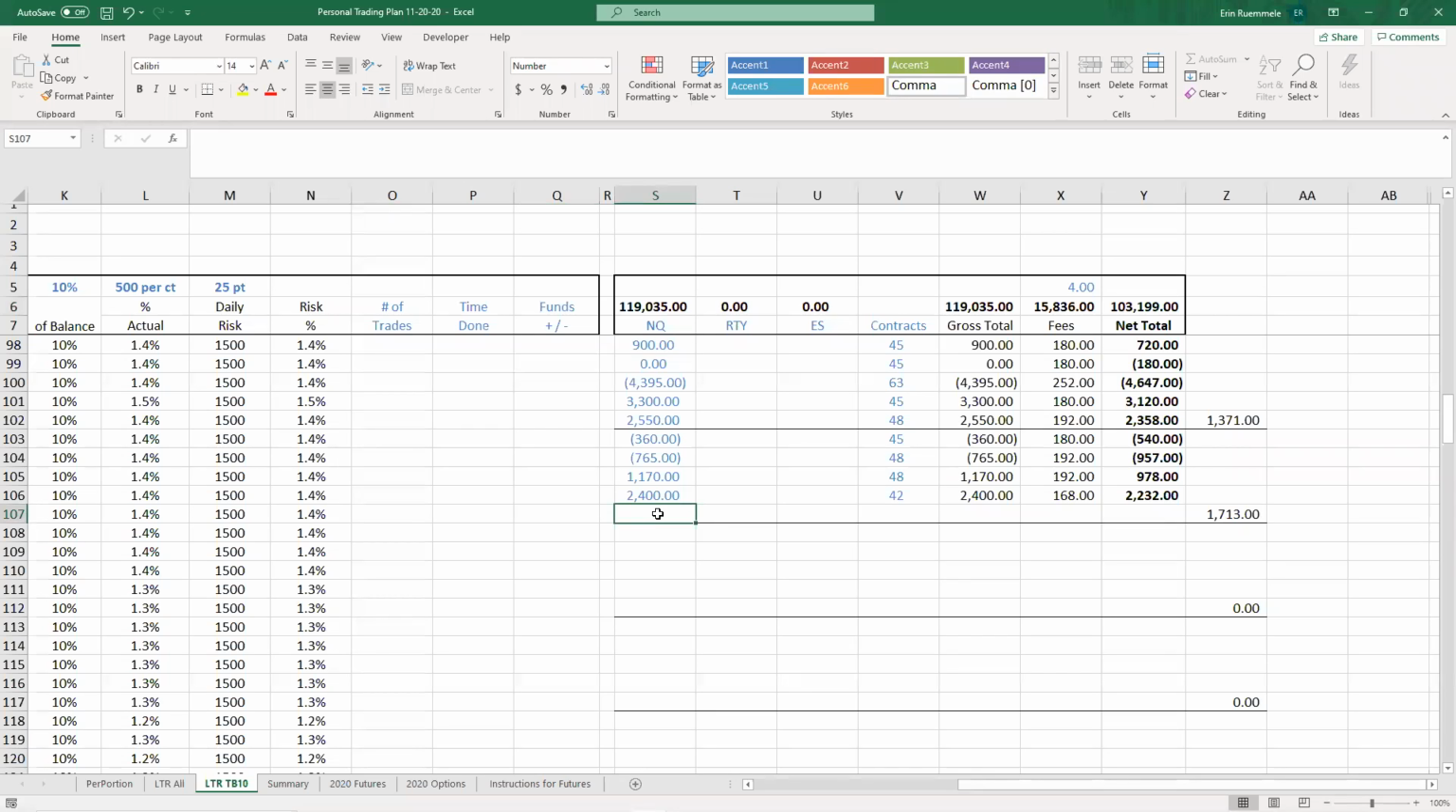Today we did 34.5 points. Again, $20 per point on NQ and 3 contracts. So we did $2,070. We had 16 trades today, again on 3 contracts, so that's 48 total contracts.